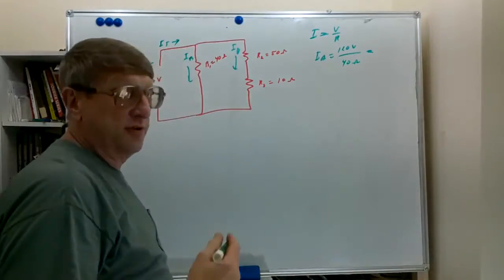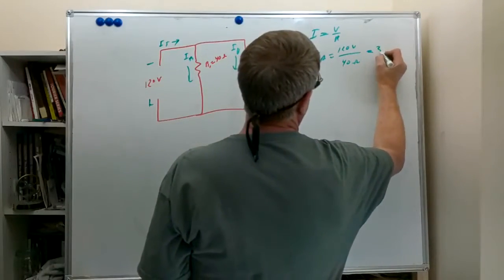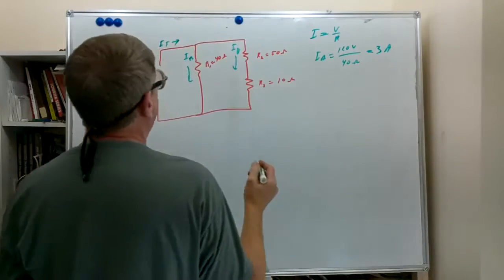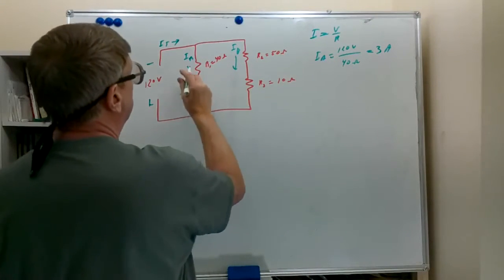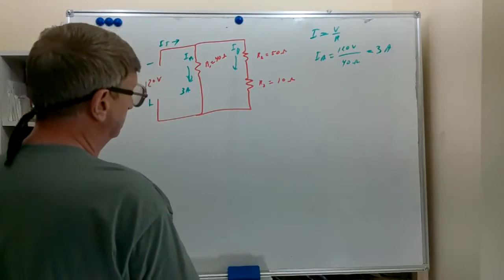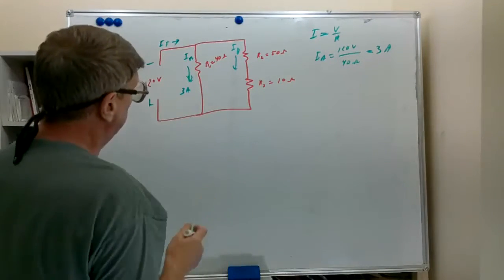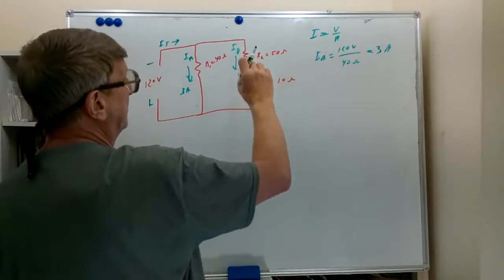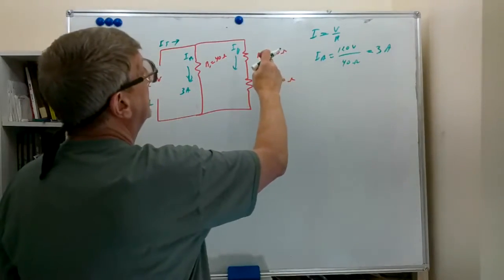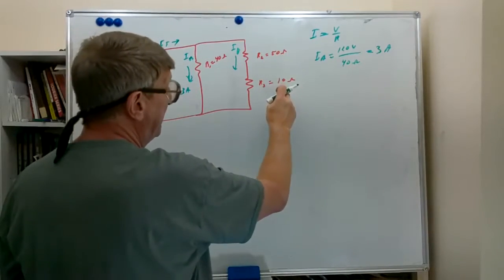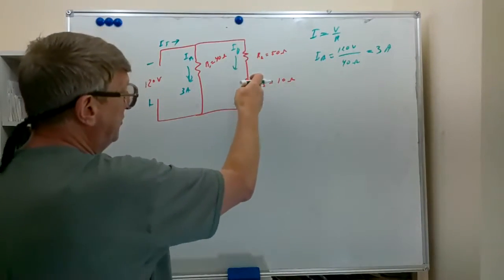So what's 120 by 40? That's 3 amps. So we have 3 amps here in this branch. Now to find this branch, we need to use the total current. And we can see that R2 plus R3 is 50 plus 10, that's 60. So we have 60 ohms in this branch.